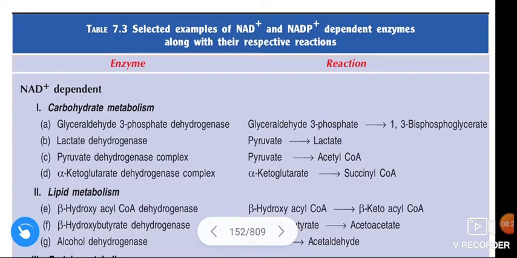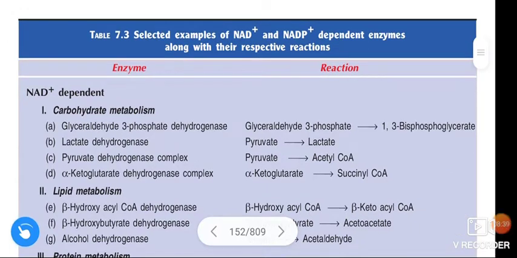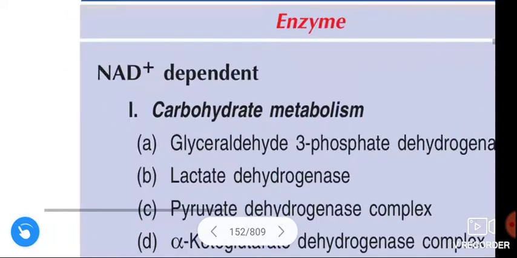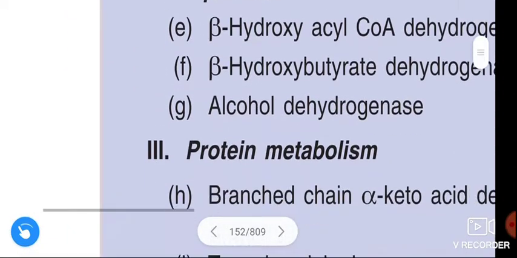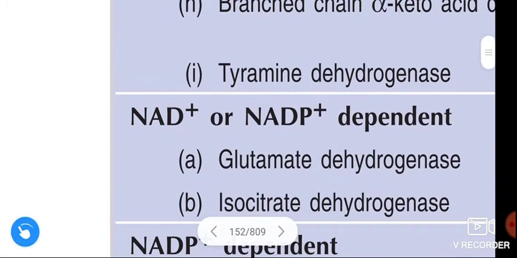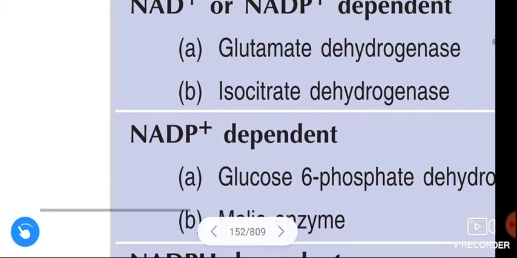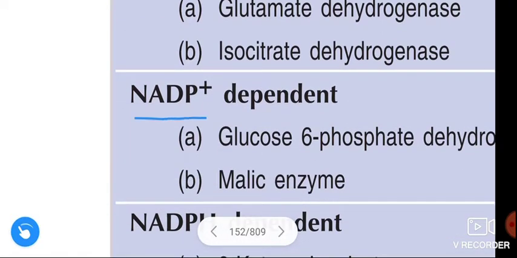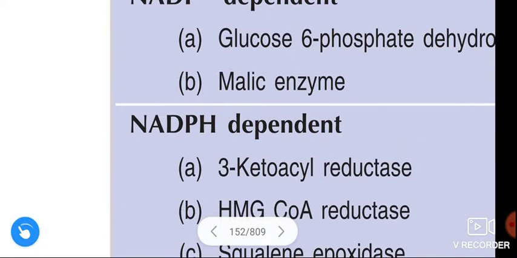See this table, guys. This table gives the information about the enzymes that depend on NAD plus, the enzymes that depend on NADP plus, and the enzymes that depend on NADPH. See one by one.